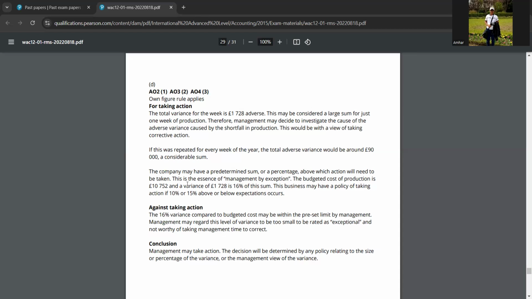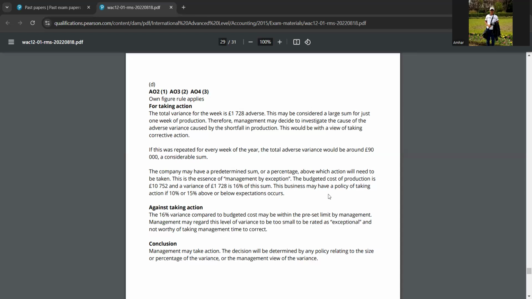Now, when the company is implementing a standard cost system, they will just keep a predetermined sum. If they exceed this amount, then the management by exception policy should be considered. If it is below that sum, then there is no need. So that is what they're saying: the company may have a predetermined sum or a percentage above which action will need to be taken. Did you understand that part? Yeah, I understand that part. This is the essence of management by exception.